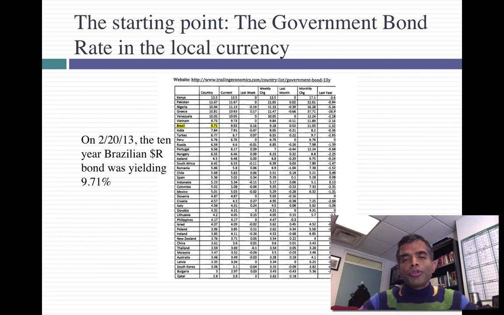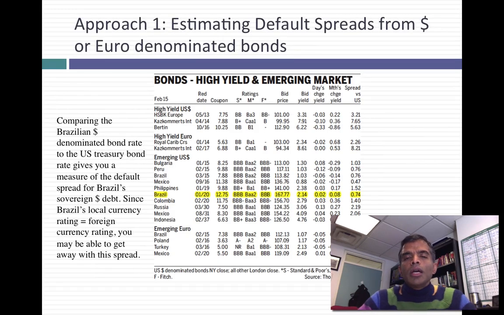I'm going to take you through 3 ways, all of which I can use for Brazil, and show you the different numbers I got. Here's the first. If the emerging market country you're interested in issues dollar or euro denominated bonds, you can get a default spread from those bonds. So again, I'll use Brazil as my example to illustrate this process.